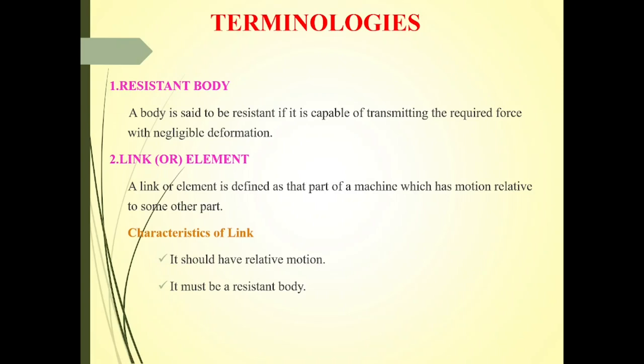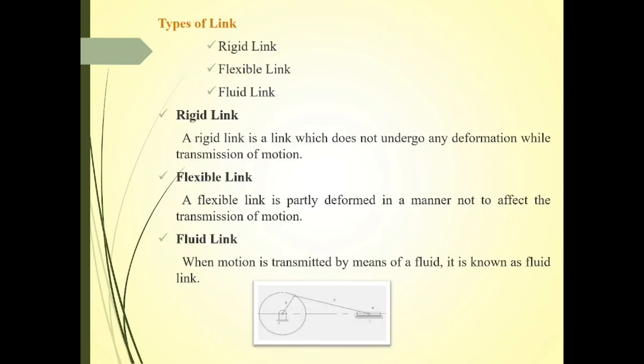The characteristics of a link: what are they? It should have relative motion, and it must be a resistant body. These are the characteristics of a link. Types of link: there are three types. One is the rigid link, the next is the flexible link, and the third is the fluid link.